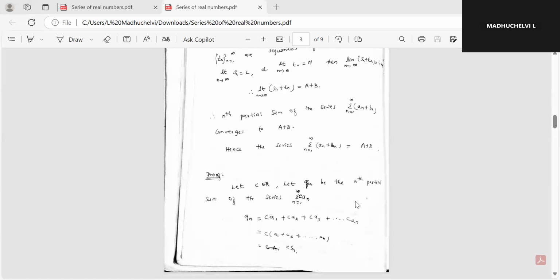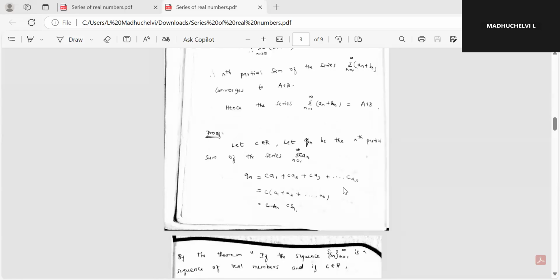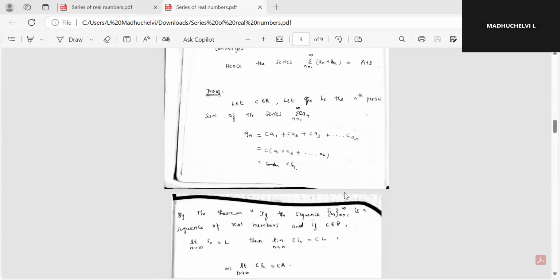By the definition of convergence, the series summation n equal to 1 to infinity (a_n plus b_n) also converges to A plus B. Next one, the scalar multiplication. Let C belong to R and let q_n be the nth partial sum of the series summation n equal to 1 to infinity C a_n. So q_n equal to Ca1 plus Ca2 plus Ca3 plus etc. plus Ca_n. Let us take C outside, then C into (a1 plus a2 plus etc. plus a_n). That is equal to C into s_n.